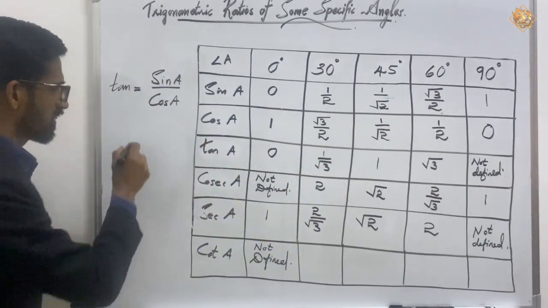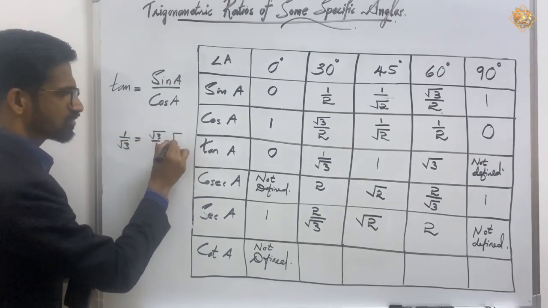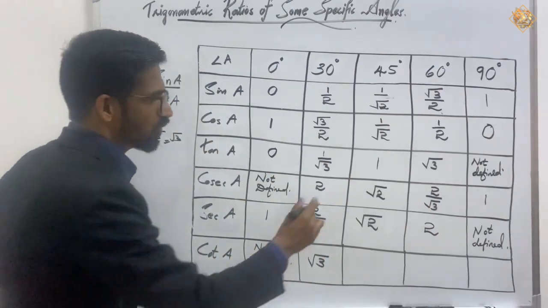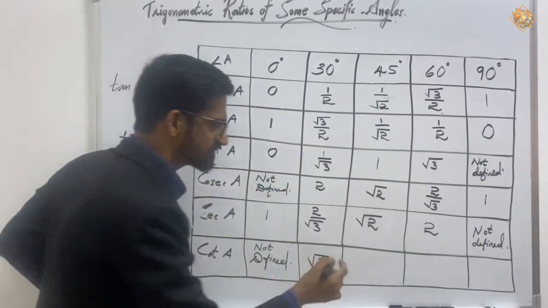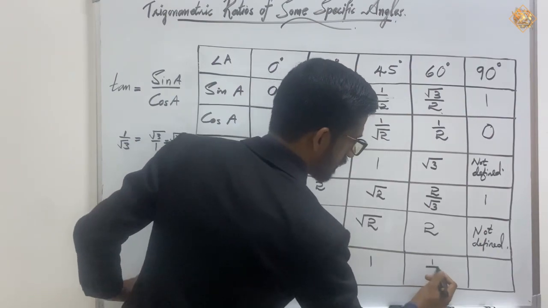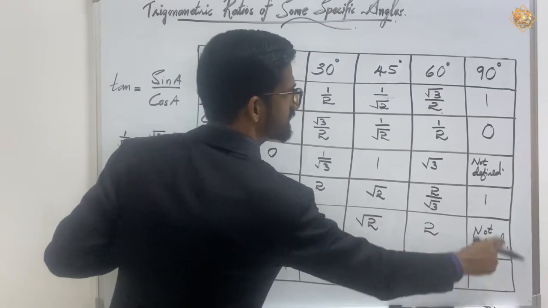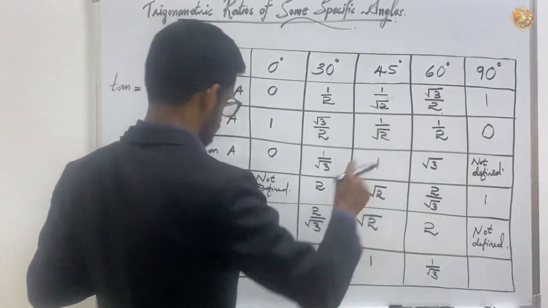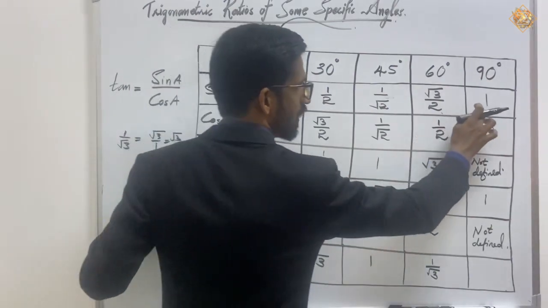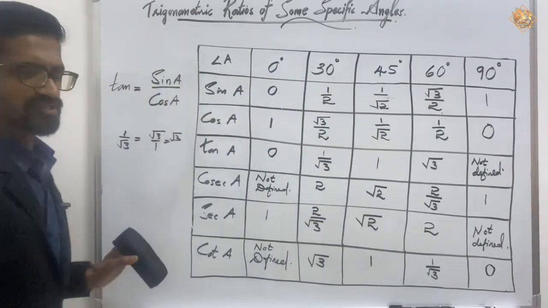Now 1 by root 3. What is the reciprocal of 1 by root 3? That is root 3 by 1, that is root 3, isn't it? Okay, students. Now what is the reciprocal of 1? 1 by 1, that is 1. What is the reciprocal of root 3? That is 1 by root 3. And here cot 90. What will be cot 90? Cot is cos by sine, that is 0 by 1, that is 0.